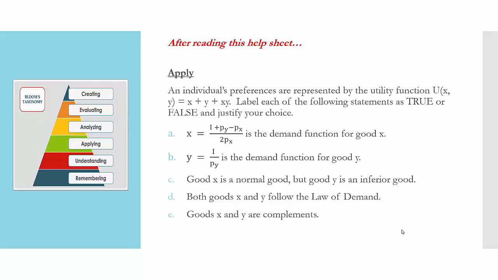Here we have an individual whose preferences are represented by the utility function u equals x plus y plus x times y. Now we have to justify whether each of these statements is true or false. For the first statement, let's derive the demand function for good x. Start by writing down the MRS. Now set the MRS equal to the price ratio. This is the tangency condition.